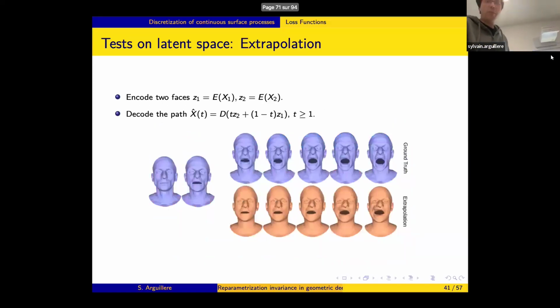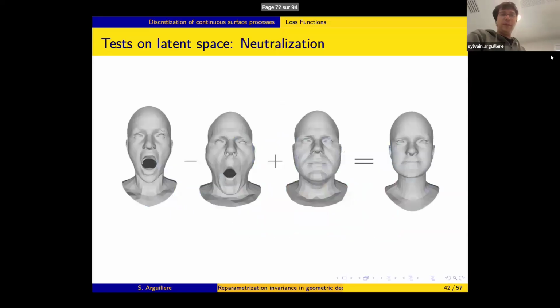You can do extrapolation, which is the same thing, except you go further. You have your two latent codes here, and then you explore what happens when you go further along the same line in the latent code, and then you decode what you get. So this works way less when you look at it than the interpolation, which is kind of expected.